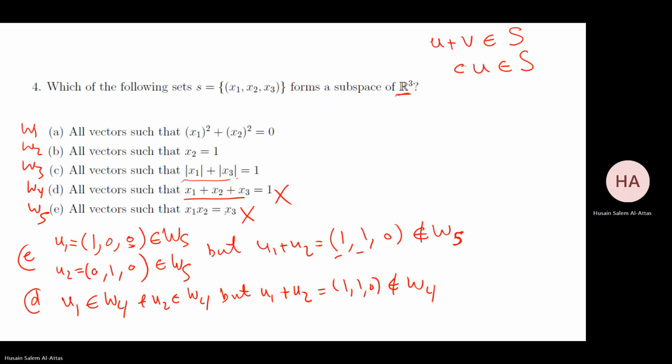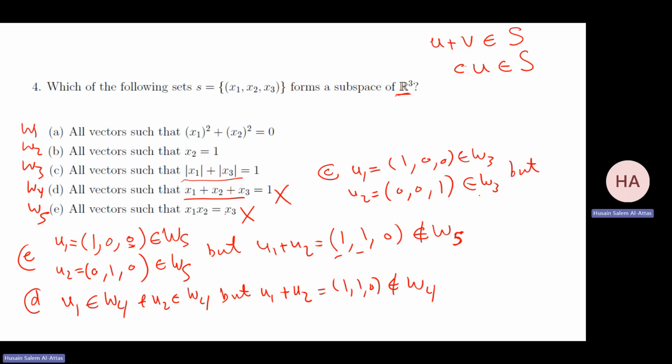This one. You know what? The same idea, not the same vector, but the same idea. Let me say this is W3. Let U1 be 1, 0, 0. U2, make it 0, 0, 1. Each belongs to W3. But U1 plus U2 will be 1, 0, 1. This does not belong to W3, because if you add them, you get 2. You're not getting 1. So this is not a subspace.